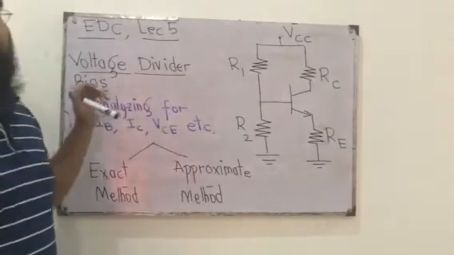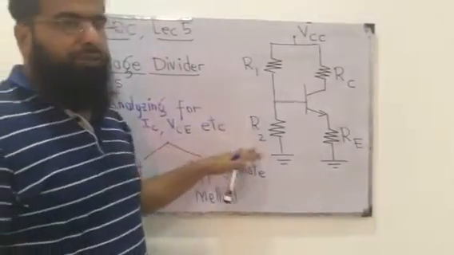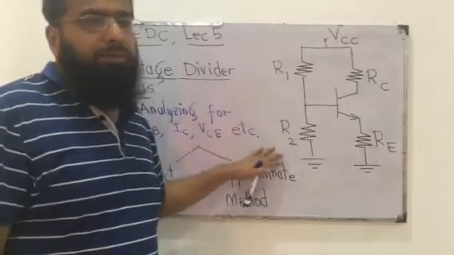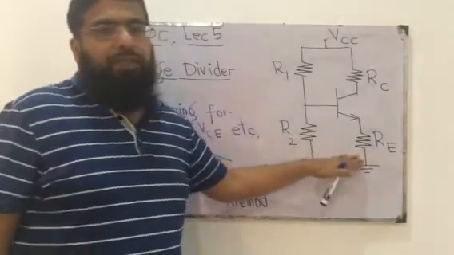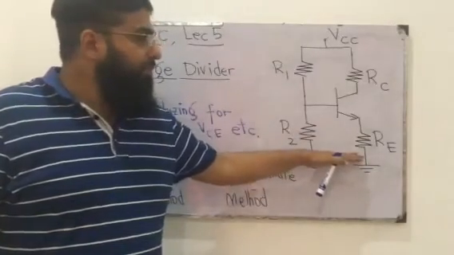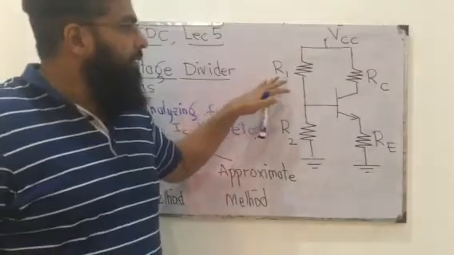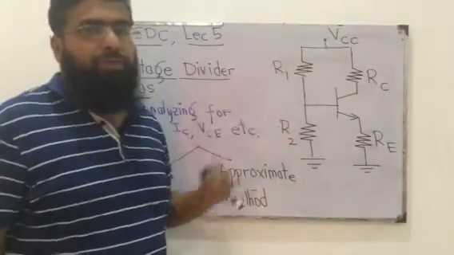Voltage divider bias is a configuration where we have two base resistors, R1 and R2. The base resistor is split into two resistors, and we have an emitter resistor. This is the difference between the fixed bias and voltage divider bias configurations.